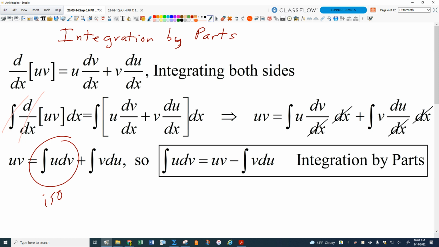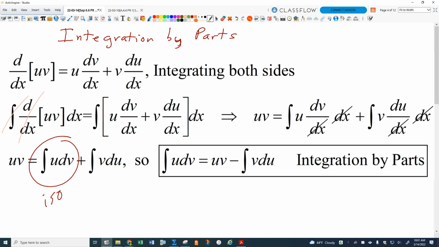What do you mean by that? When you separate it, why don't you just take the integral of u du and the integral of v dv? Well, because that's not what the product rule tells us, right? The derivative of the product of u times v is u dv dx plus v du dx.